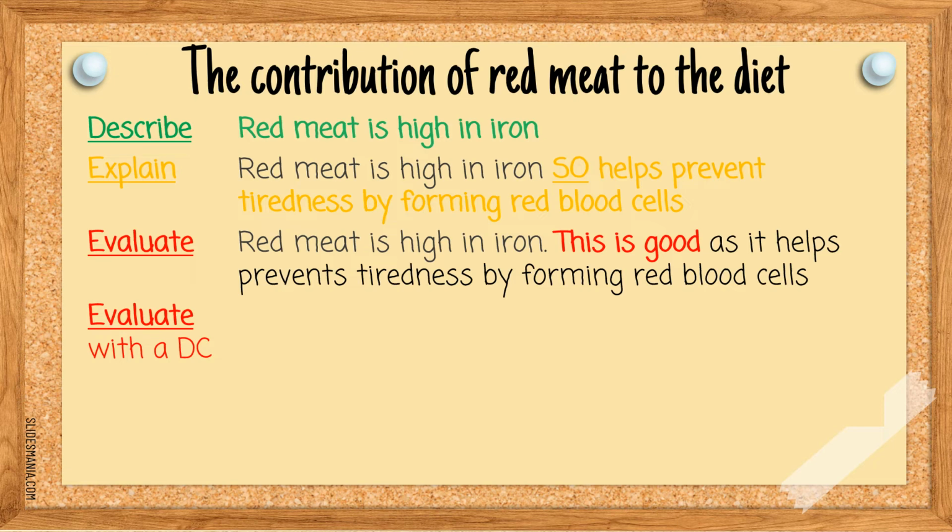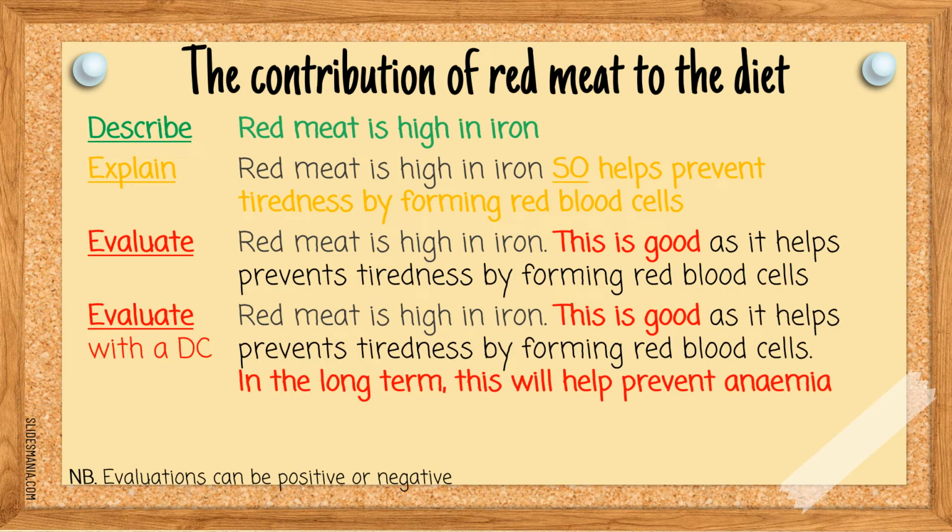If you wanted to add in an extra mark into your evaluate answer, so remember the answer that's shown on screen right now for evaluate is only worth 1 mark. If we wanted to gain a second mark, we could add in a developed consequence. So we've given the exact same answer about red meat being high in iron and it being good because it's going to prevent tiredness. Then in red, we've got in the long term, this will help prevent anemia. So that's your developed consequence, and that's how you can get your second mark. And just a reminder, your evaluations can be positive or negative.